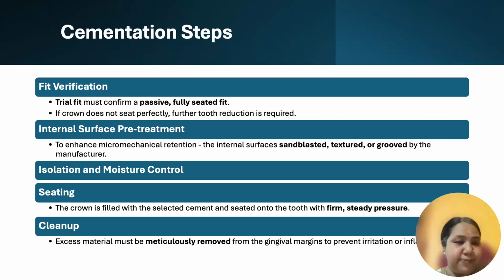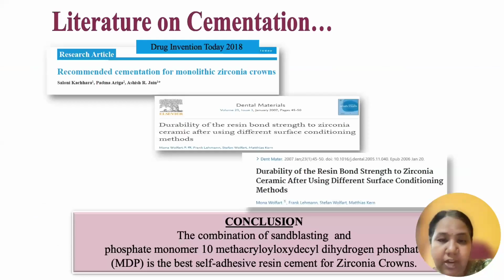Then the internal surface pre-treatment, but this is something which is done by the manufacturer, like textured grooves or sandblasting. Then good isolation and moisture control, especially if you're using resin-based cements. Then the crown is seated with a firm and steady pressure. Any excess material must be meticulously removed from the gingival margin, of course, to prevent any irritation or inflammation which can occur there.